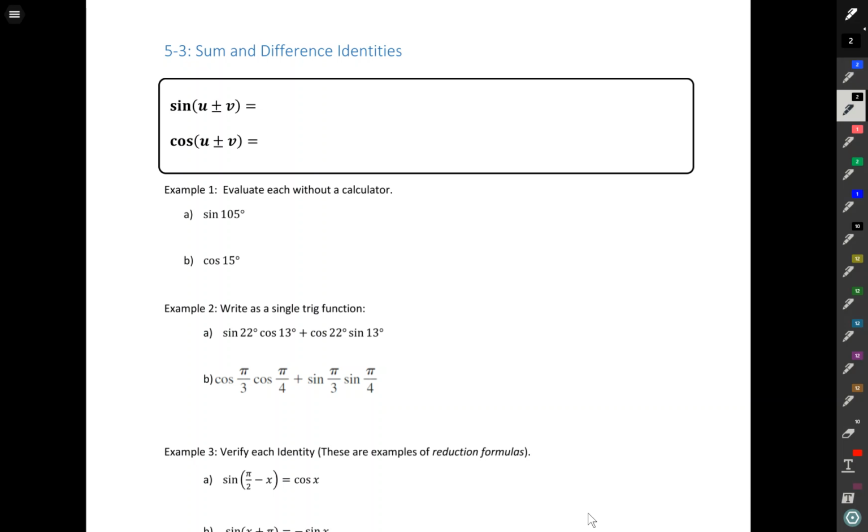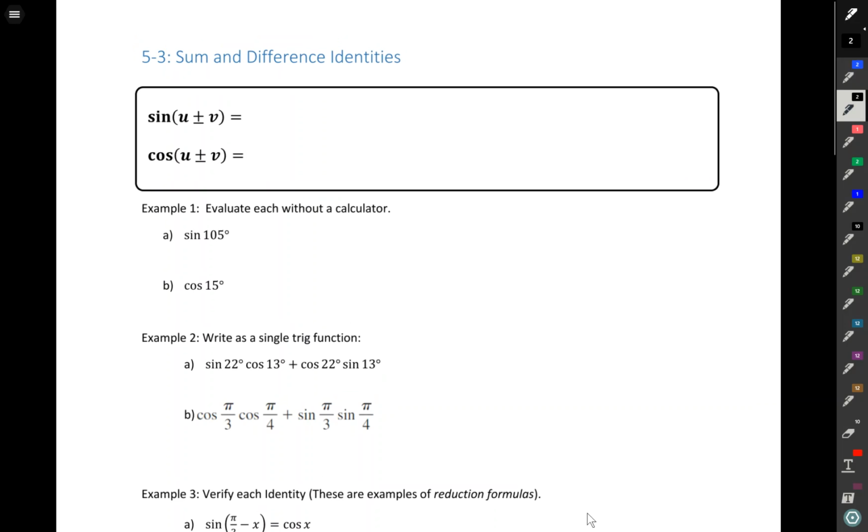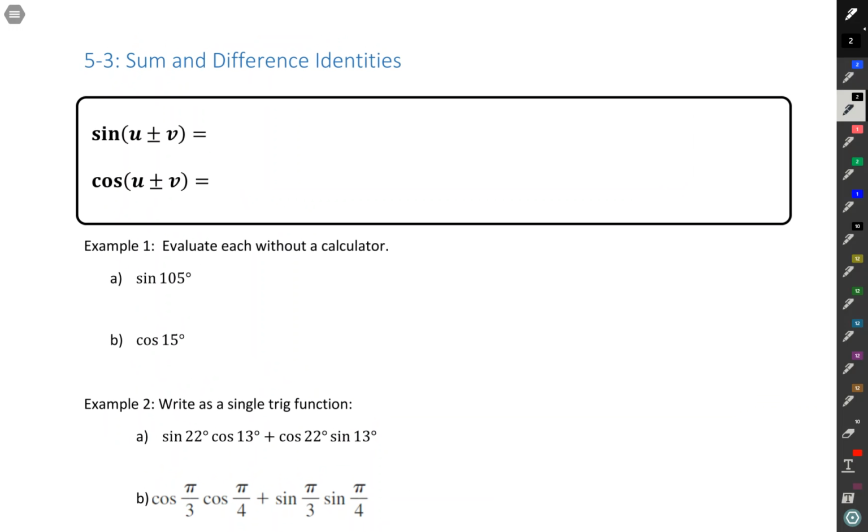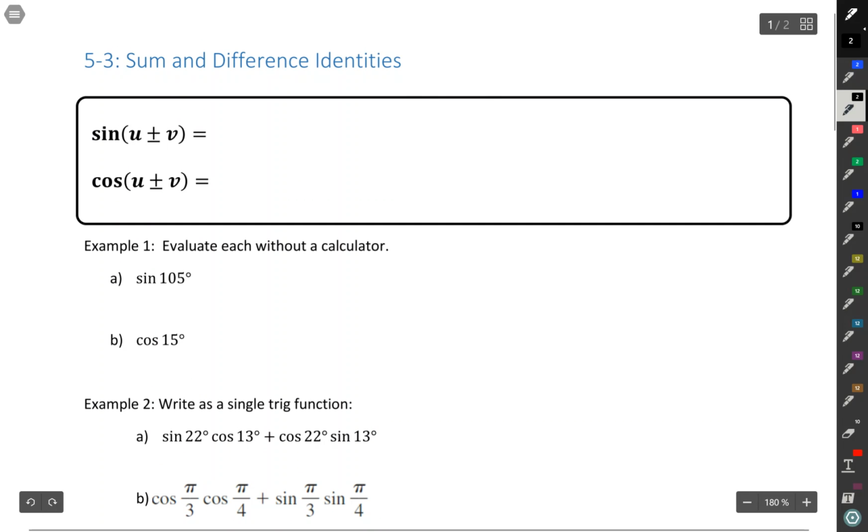Welcome to a video on Pre-Calculus 5.3 looking at the sum and difference identities. This video is not going to cover where the sum and difference identities come from. That's going to be presented in a different video. So let's go over what the sum and difference identities are.